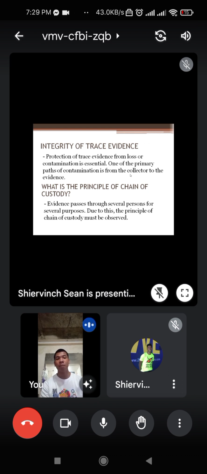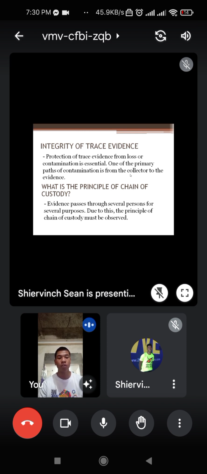Next, what is the principle of chain of custody? So the principle of chain of custody, it is evidence that passes through several persons for several purposes. Due to this, the principle of chain of custody must be observed. In short, every evidence mapasa sa kada tao, or every person, because kada person has a purpose on how to examine those evidence. Every custody of a person has a designated role to handle it.